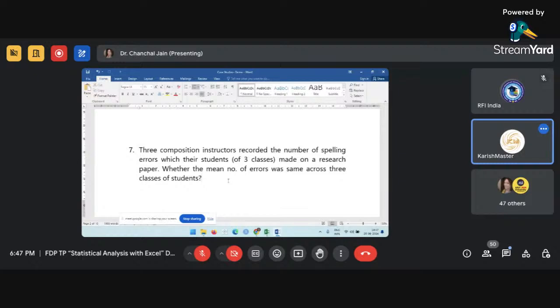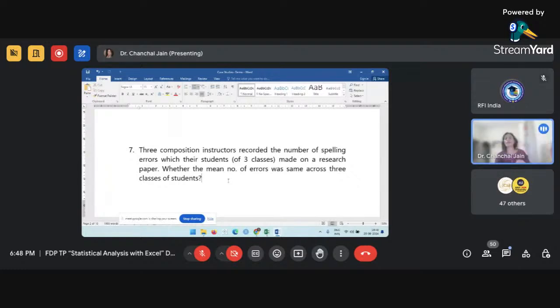ANOVA limitation is that it will only tell you whether a significant difference exists or not. If you are accepting your alternate hypothesis, you will conclude that the mean number of errors is not the same across all the class groups, right? But whether section A has committed more errors or B or C, you cannot understand using ANOVA. In any software, you will not find that.